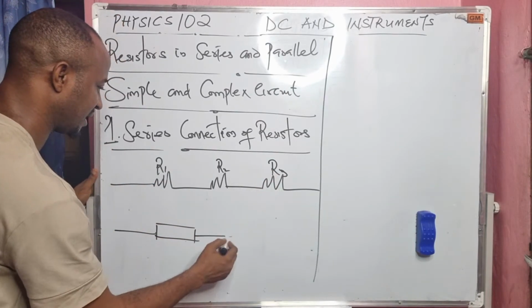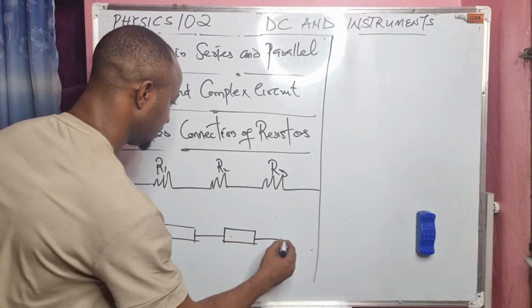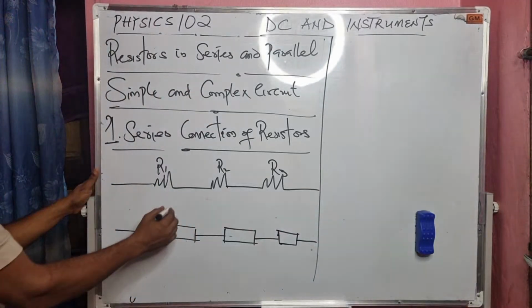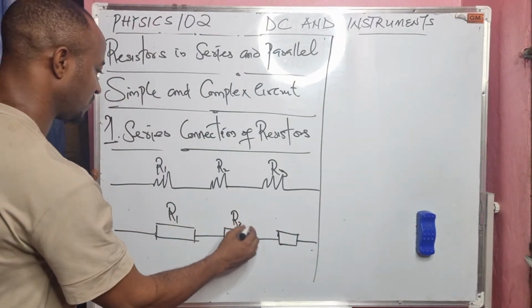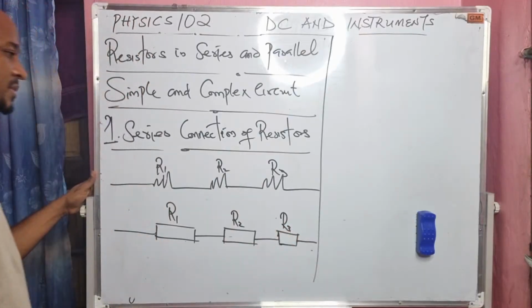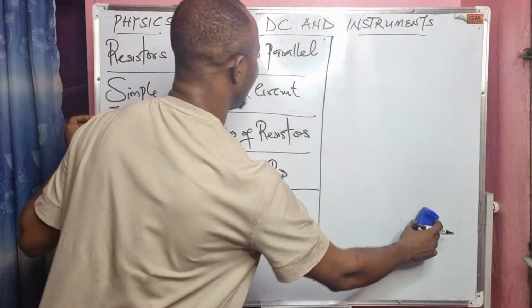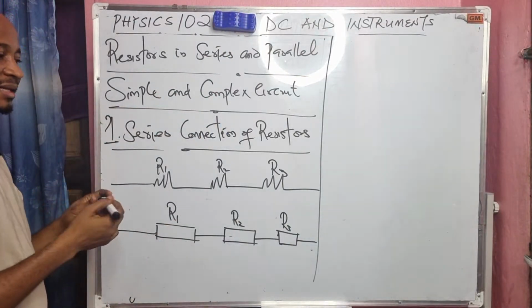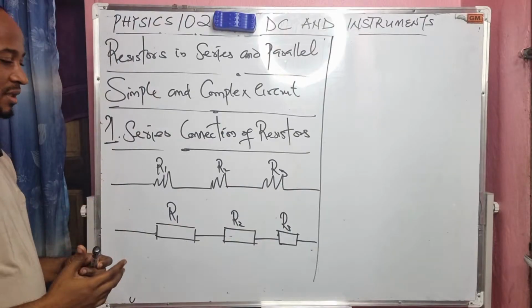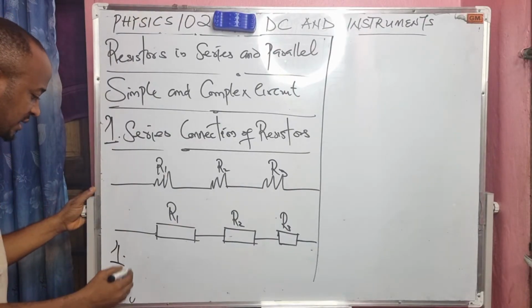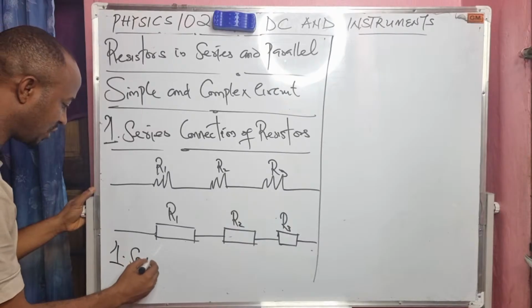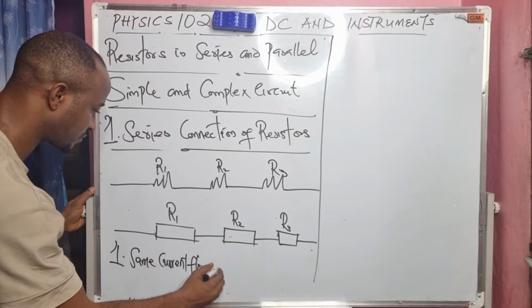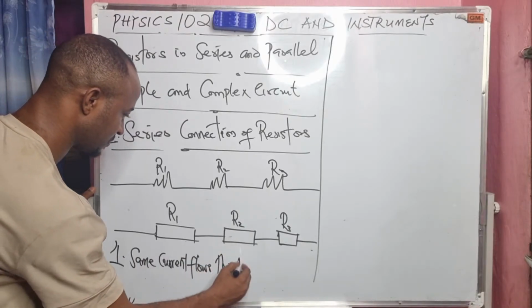You can also represent a resistor in this pattern. This is also a resistor arrangement in series: resistor 1, resistor 2, and resistor 3. Now listen, whenever resistors are connected in series, end to end, two things happen. The first is that the same current flows through the resistors.